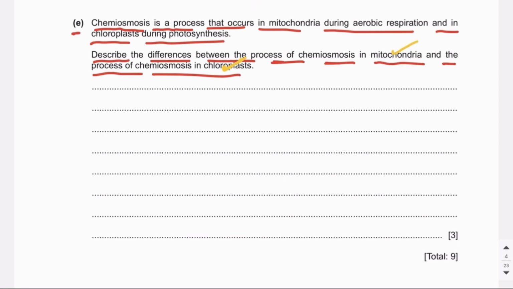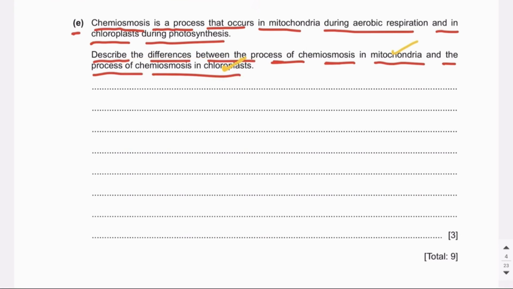And we can also say that in the chemiosmosis in mitochondria, the final acceptor of electrons and protons is oxygen, whereas in chemiosmosis in chloroplast, the final acceptor of electrons and protons is NADP, which makes reduced NADP. So in mitochondria, water is formed when oxygen picks up electrons and protons, whereas in chloroplast, reduced NADP is produced when NADP picks up electrons and protons.